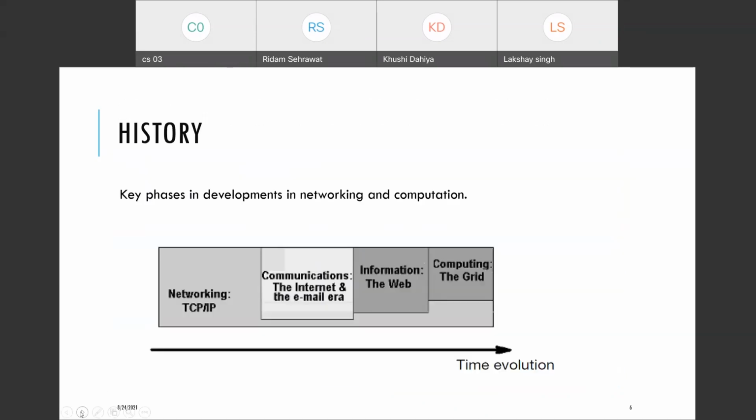Next topic is history. Whenever we are talking about history, it is divided into the history of grid, the history of networking and computing. So many things we are having, and we are not dealing with a single history. First, I'm talking about how networking and computing evolved. So this is the diagram.